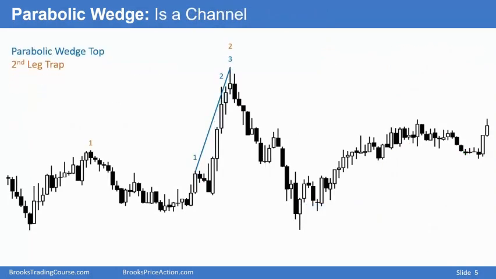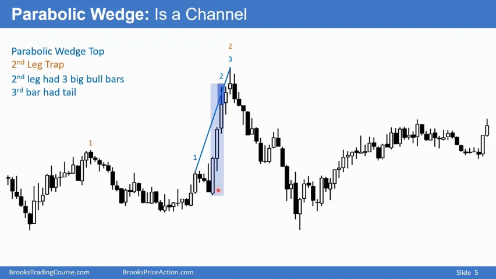The parabolic wedge is a channel. We have a first push up, a deep pullback, a very strong second leg up to this high, and then a third push up there. If you want, you can call it a second leg trap in a possible trading range. First leg pullback, second leg, which it is, it's both.